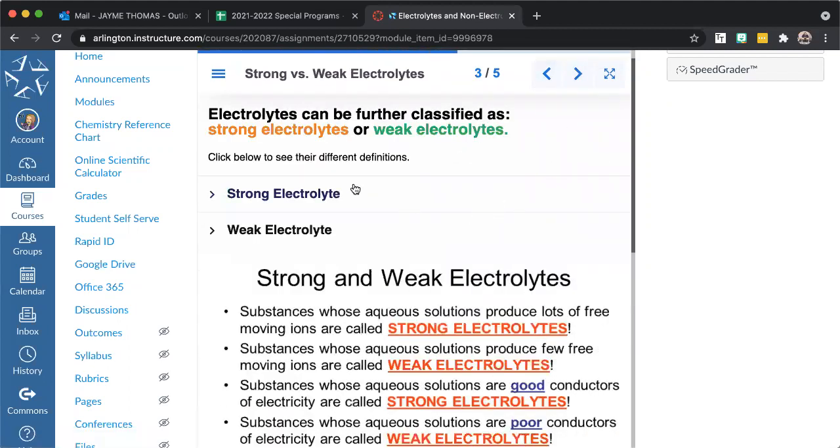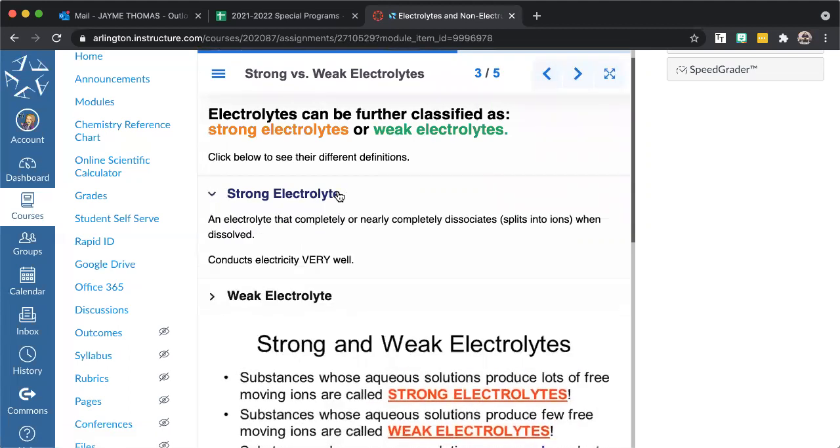So then we go a little further. So electrolytes, they conduct electricity, but we can even categorize them a little more. We can call them strong electrolytes or weak electrolytes. Strong electrolytes are going to dissociate or split into ions completely. So that means every single molecule splits apart into positive and negative ions. And because there are a lot of positive and negative ions, because they all split apart, it conducts electricity really well. So it would make a really bright light bulb.